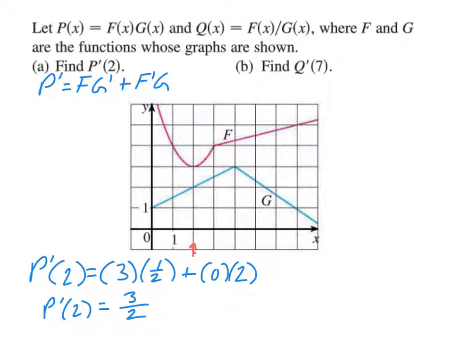Having done that, go ahead and now please apply the same ideas to finding q prime of 7, where q, notice, is defined as f over g.